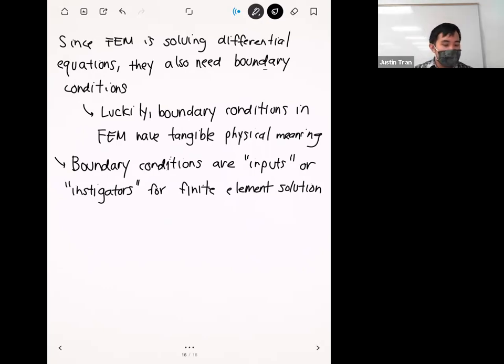And so boundary conditions are the actual thing that makes your physical system do something interesting. Okay. And so that's what I mean when I say inputs or instigators. Right?